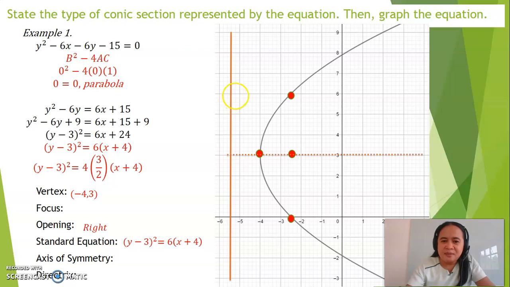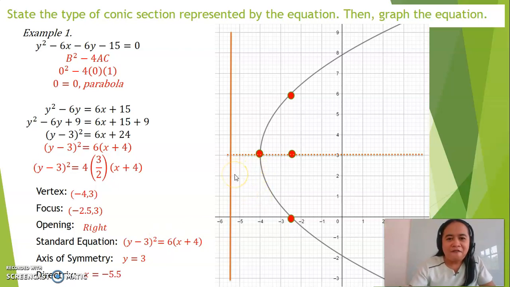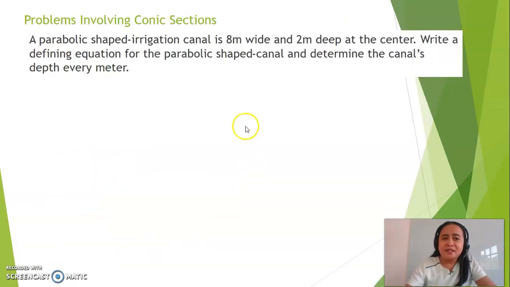Then our axis of symmetry passes through the vertex and of course the focus. So with this, the focus is located at -2.5 and 3. The axis of symmetry is y equals 3, and the directrix is x equals -5.5. Now let's have a sample problem.